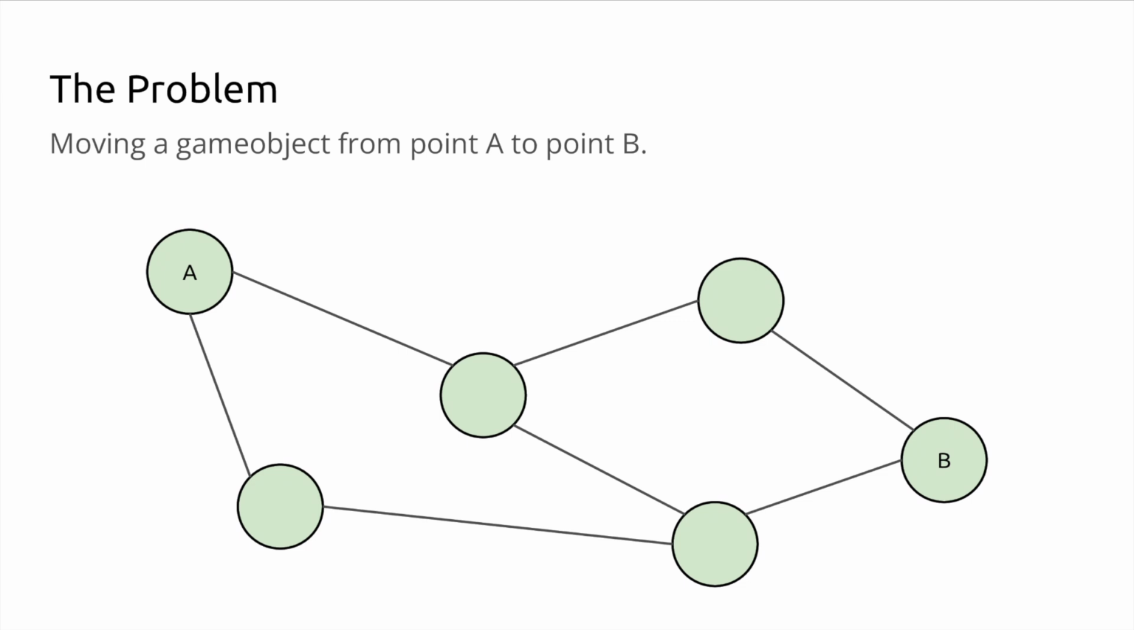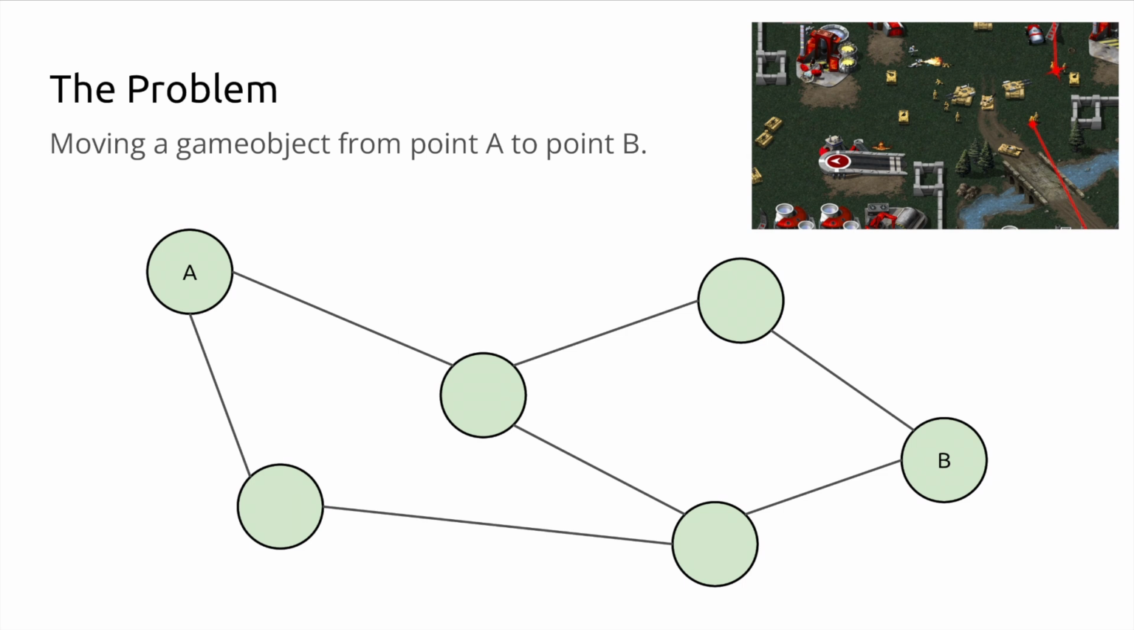Before diving into the depth first search algorithm, let's first define the problem we are trying to solve. In many video games, particularly in real-time strategy genre, pathfinding is a crucial feature. For example, moving a unit from location A to location B seems trivial, but can be a complex task. Today, we will focus on addressing this problem. How do we move an agent or game object from point A to point B?